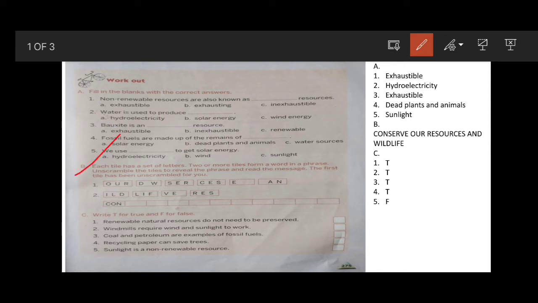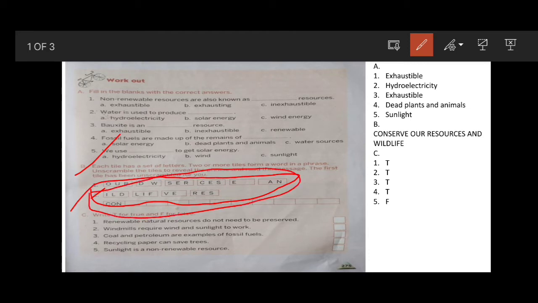B. Each tile has a set of letters. 2 or more tiles form a word in a phrase. Unscramble the tiles to reveal the phrase and read the message. The first tile has been unscrambled for you. So here many letters are given here. So we have to unscramble those letters and make into a meaningful phrase. Means we should make it change into sentence.